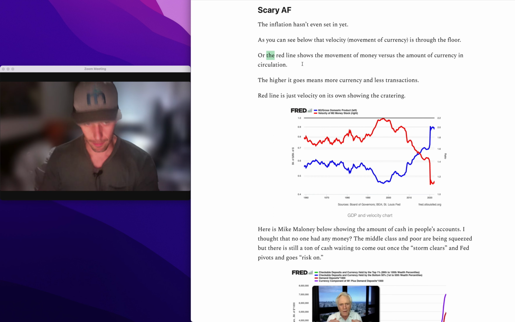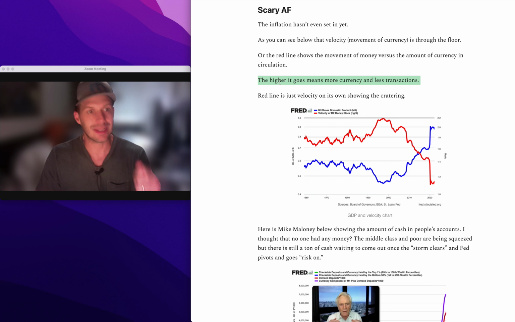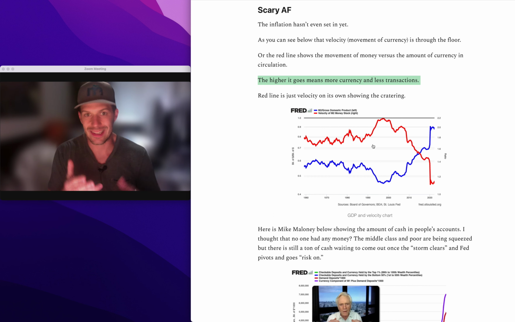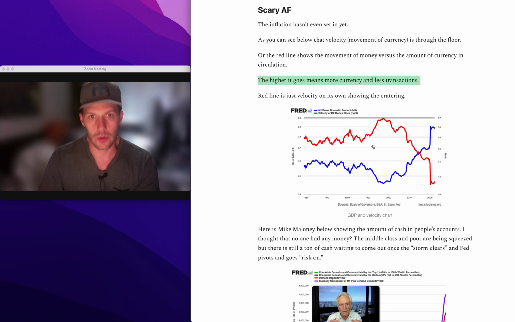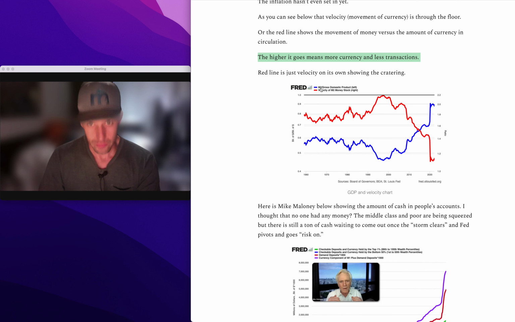So the amount of currency divided by the rate the currency is moving. GDP is just money, currency I should say, changing hands, the number of times a dollar changes hands. That's all it is. It's the dollar amount times the changing of hands. So the red line is velocity on its own, showing the cratering. And then the blue line is the M2 currency supply divided by the GDP, the velocity. So again, showing you just how crazy everything is.